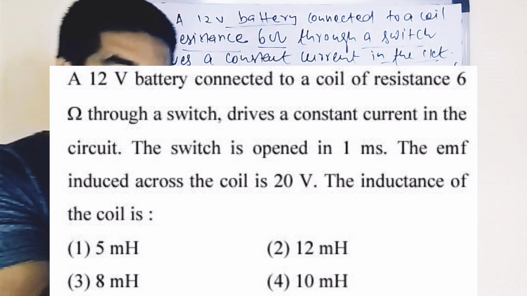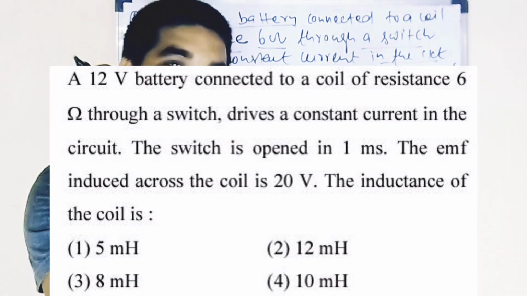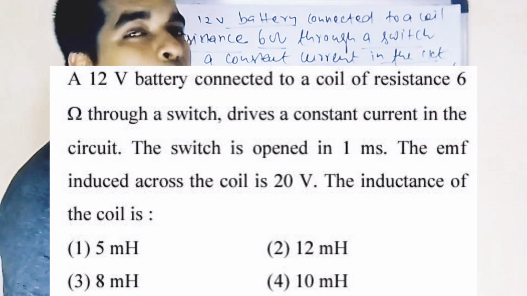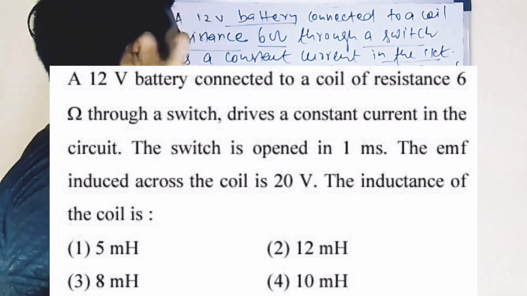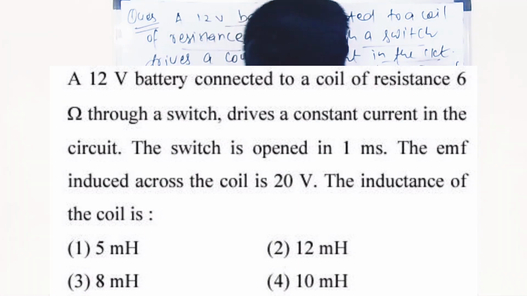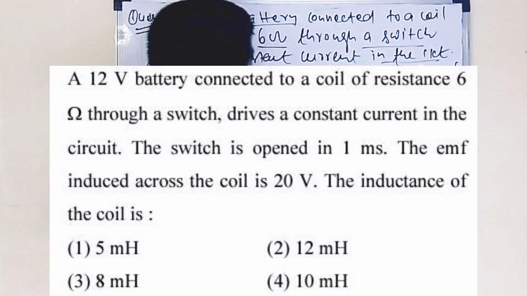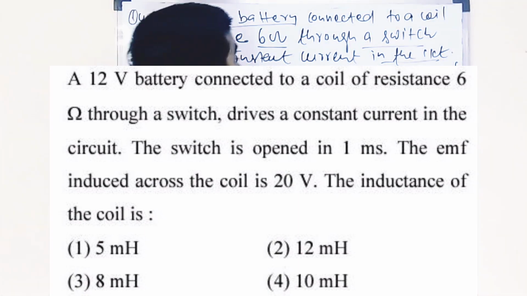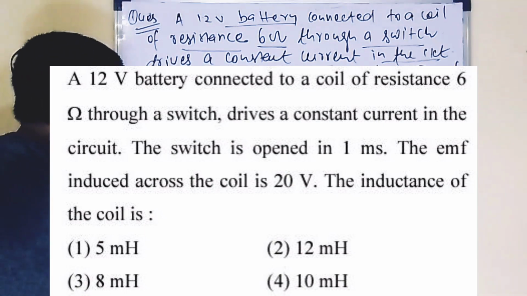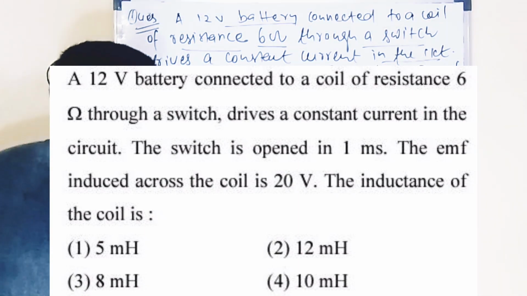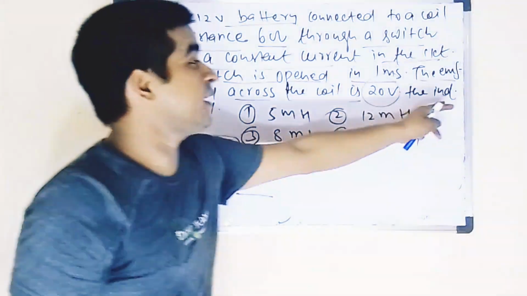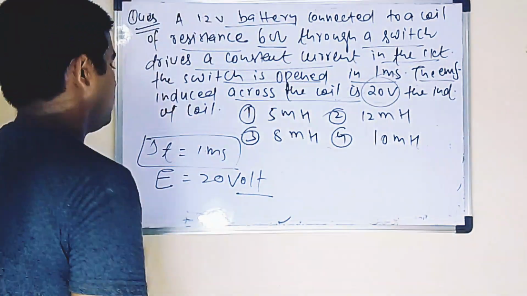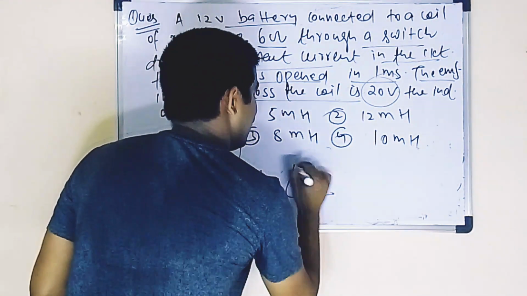At T equal to 0, after 1 millisecond, the switch is opened. The EMF induced across the coil is 20 volt. The EMF across the coil is 20 volt. The question is asking for the inductance of the coil, L.